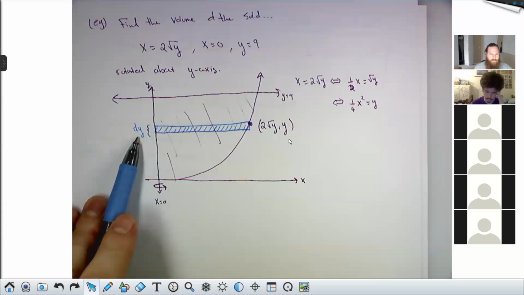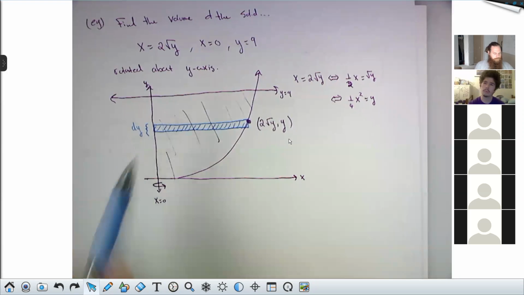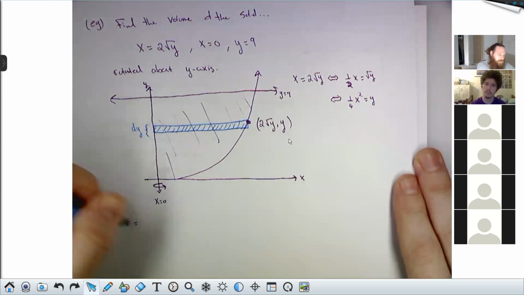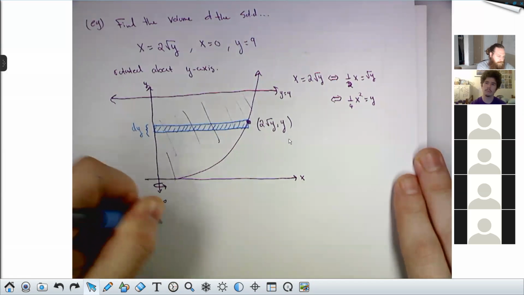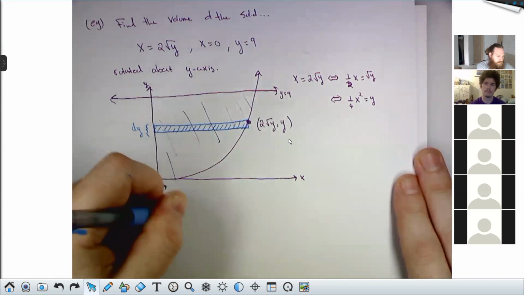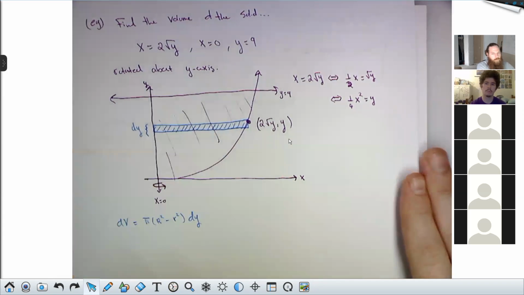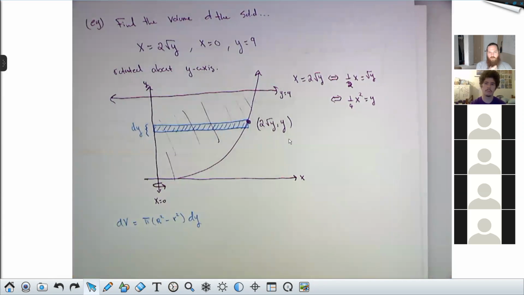Does everybody see that? Because the strip has a dy thickness, the integral is going to be a dy integral, which means I need all of my stuff to be in terms of the variable y. Now, dV is still pi times big R squared minus little r squared. This time it's a dy at the end because the thickness of my strip is a dy thickness.